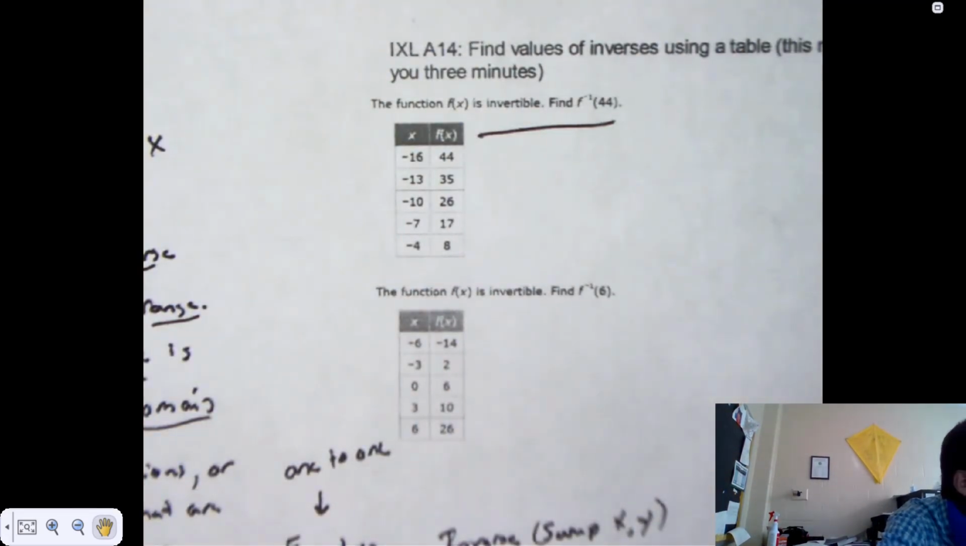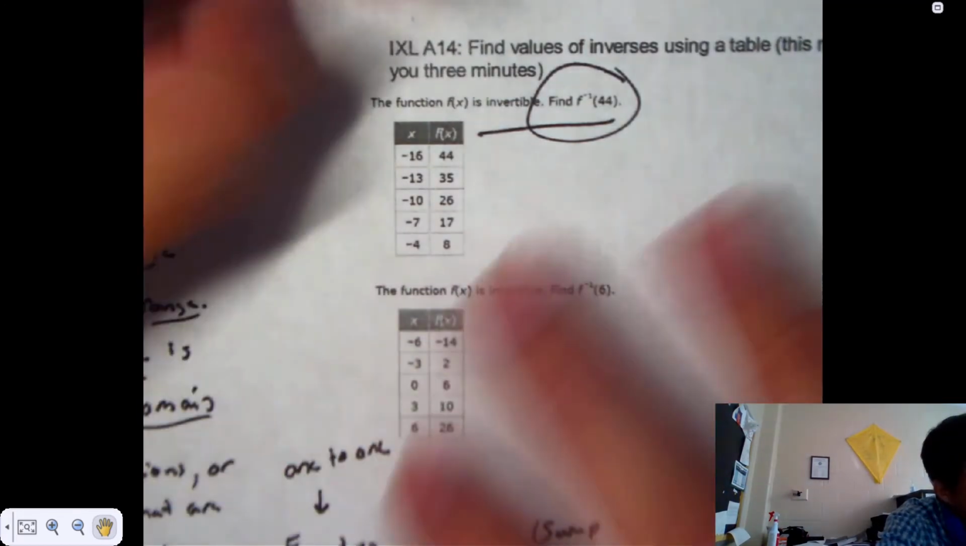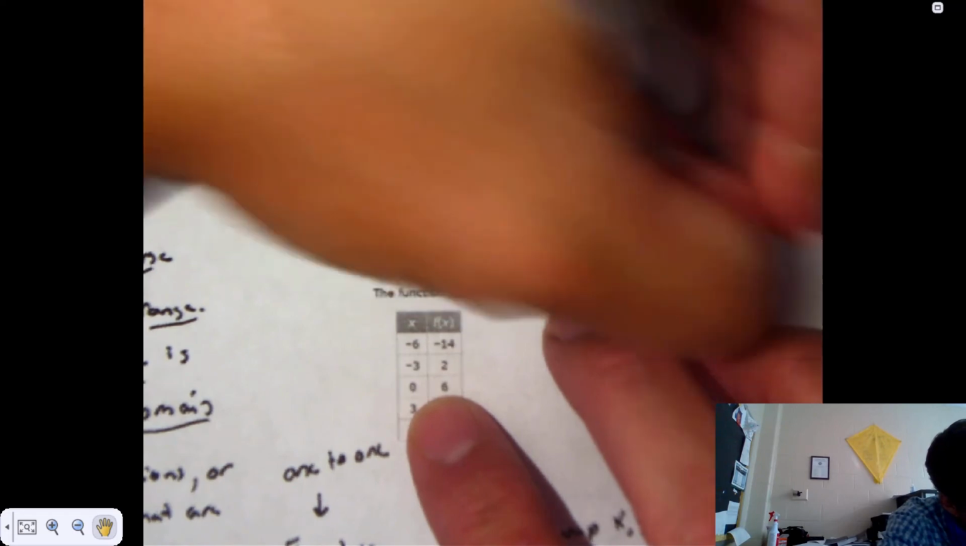So the function f of x is invertible. Find, oh yeah, notation, f to the negative 1 is read as inverse of f.